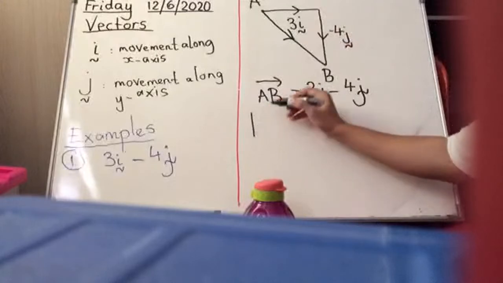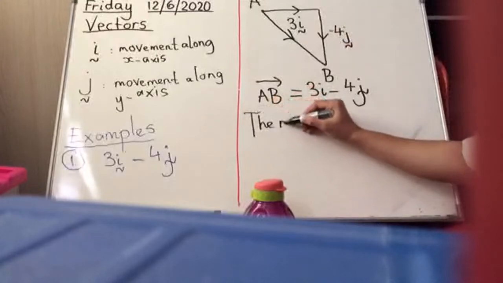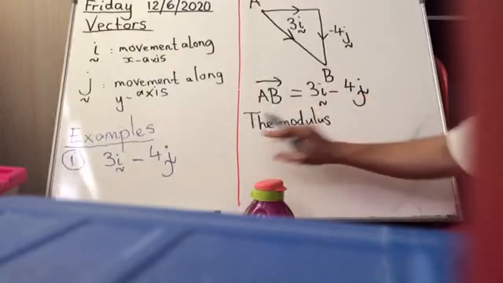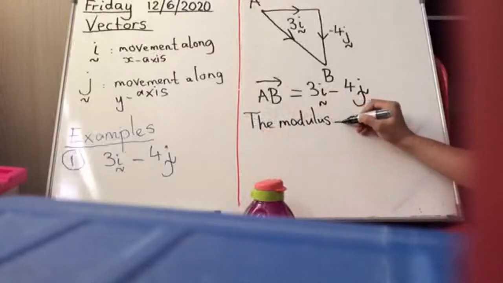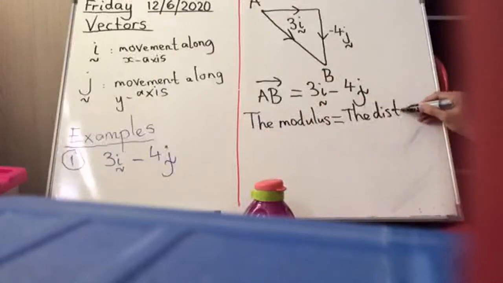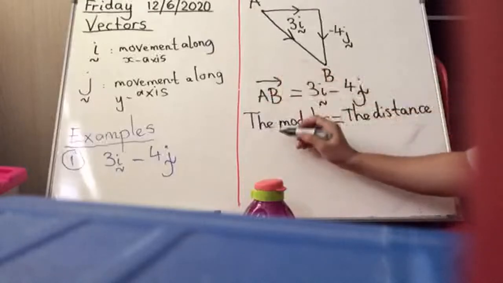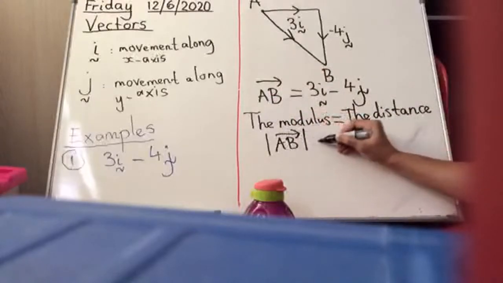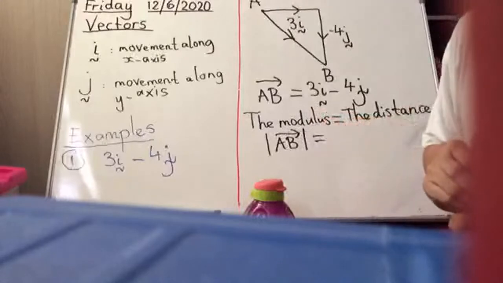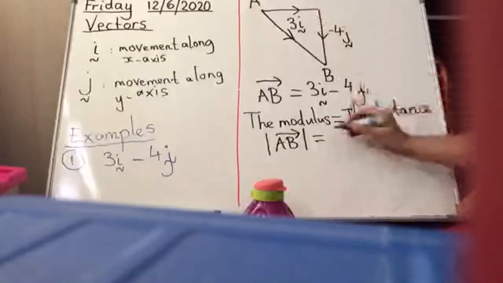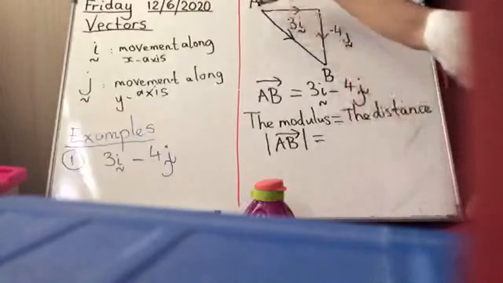Okay, if you find the modulus of this vector, this is equivalent to the distance. So the modulus of AB will be the distance. The distance of vector AB, you represent using modulus, modulus AB. This is similar to using Pythagoras theorem. This is 3 units and this is 4 units, so you have to find this hypotenuse.